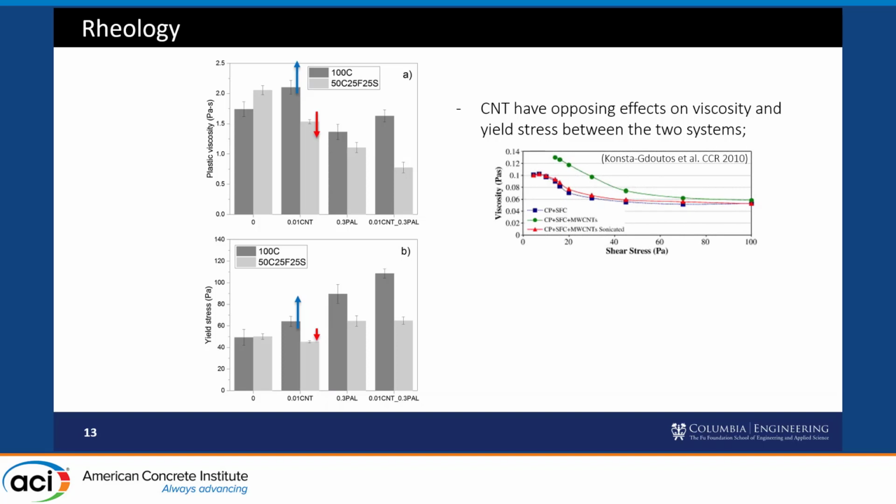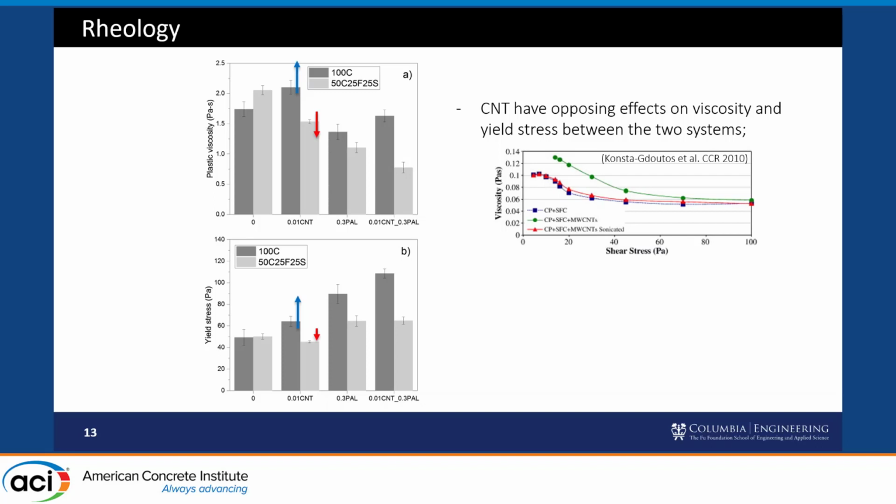because this is a study by Konsta-Gdoutos, Metaxa, and Shah again, where they showed that with a highly dispersed system, your rheological properties shouldn't change. So this is a very striking result, where the black curve indicates the mix without CNTs, and the green is with incorporating CNTs without dispersion or sonication, so the viscosity profile bumps up, but then once you sonicate or disperse them, it goes back down to the base mix.